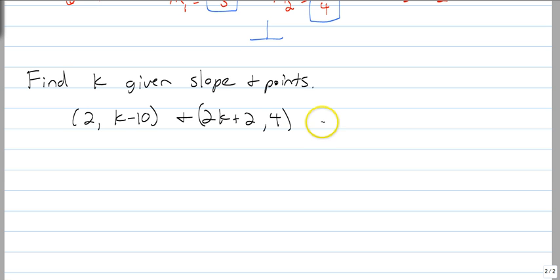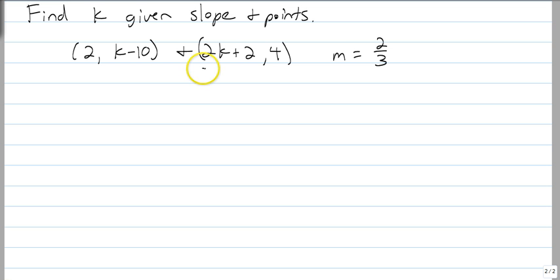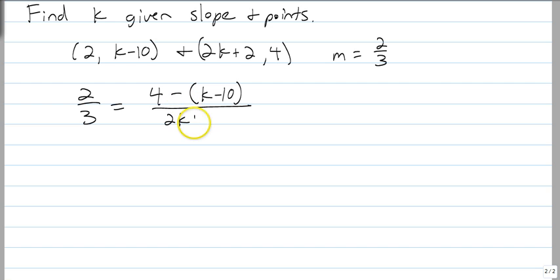Alright, so I know that I have these 2 points and I'm giving you a slope of 2/3. So this time I have a slope, but I have these points. I want to know what k is that actually makes this true. So I'm going to set up my slope equation. My slope is 2/3, which is equal to y2 minus y1 over x2 minus x1.